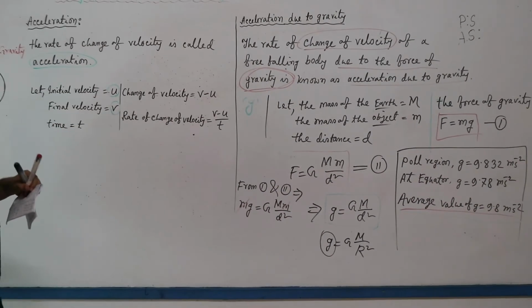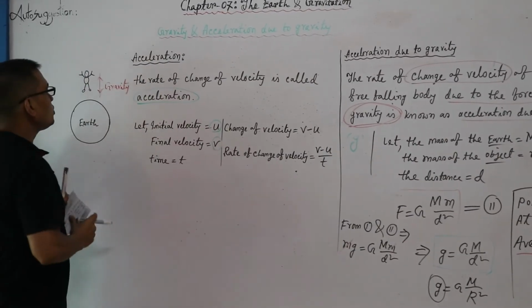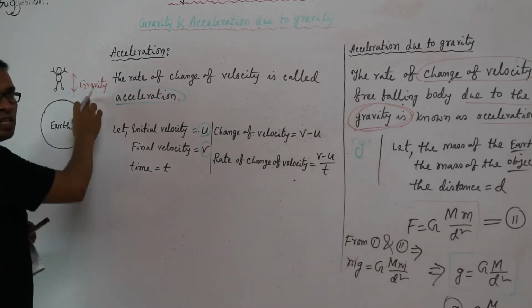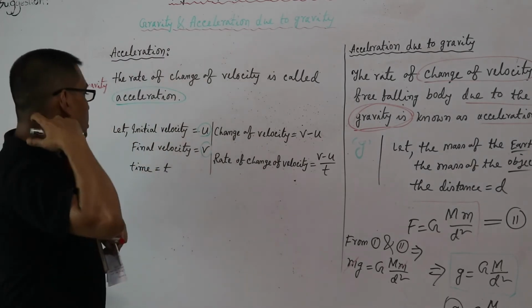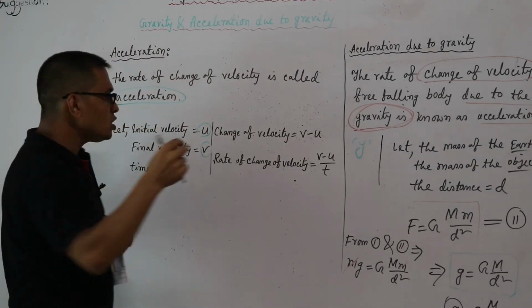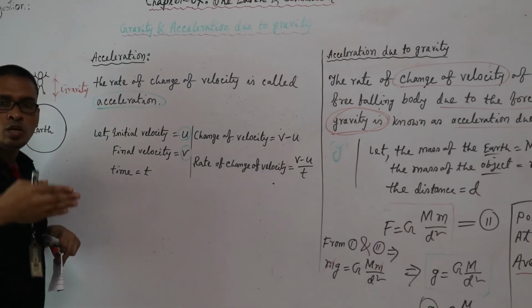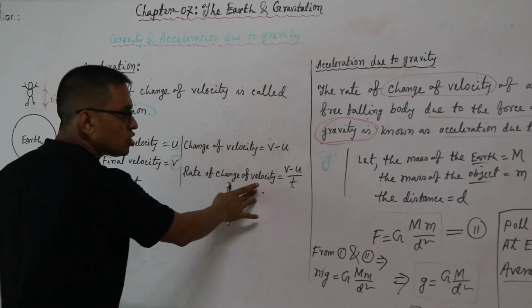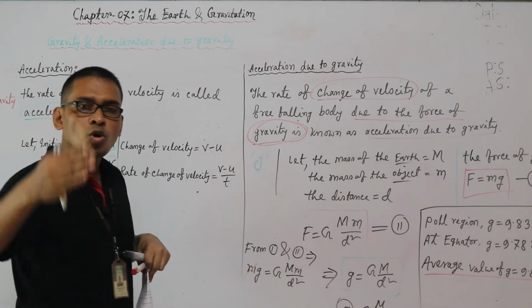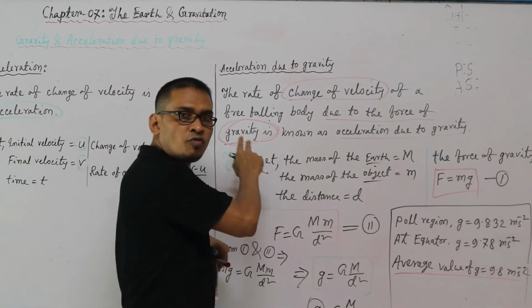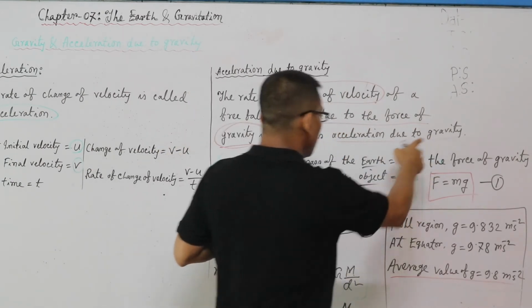If we sum up today's topic, we can say gravity, the attraction force between earth and any object near to earth, is called gravity. Acceleration, the rate of change of velocity, is called acceleration. That means the change of velocity with time is called acceleration. Now acceleration due to gravity: if the acceleration occurs due to the gravitational force, that means the force of gravity, it is known as acceleration due to gravity.